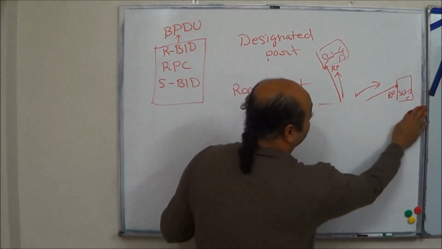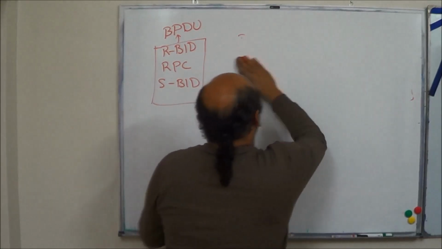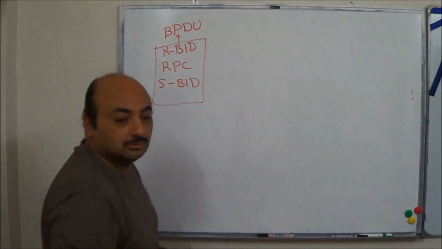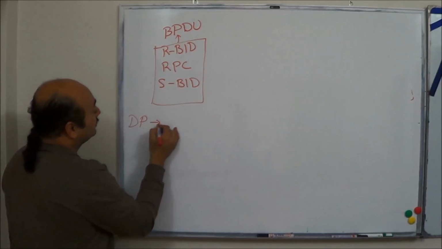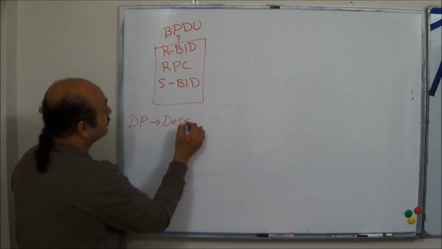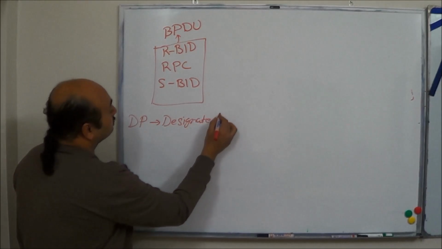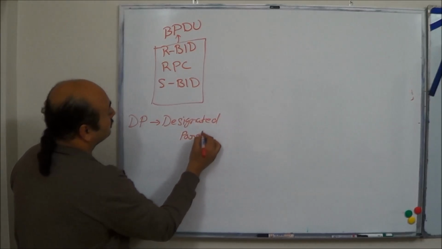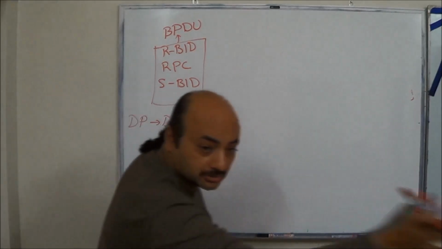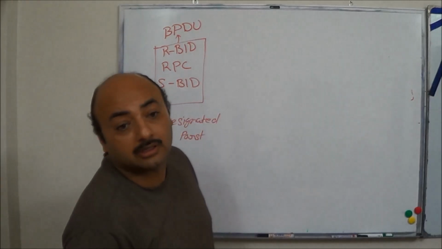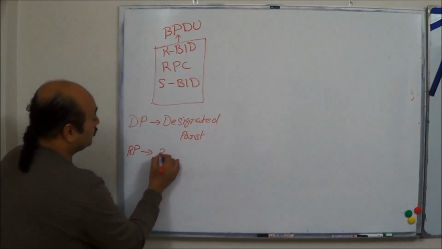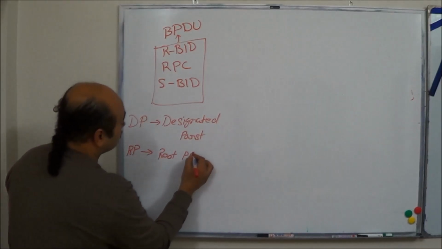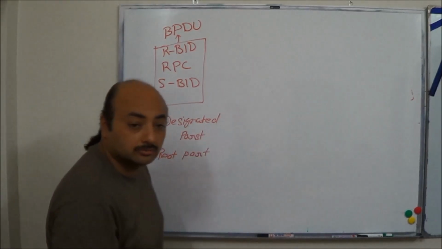Now we are somewhere close to the loops and all those things. Can we add here the definition of DP? Designated port: the port through which it sends the BPDUs. Root port: the shortest path to the root bridge.